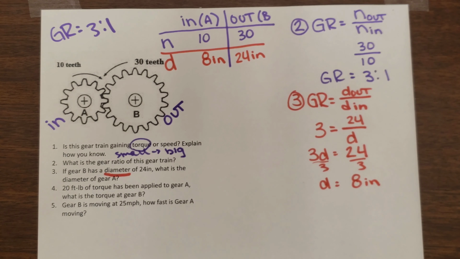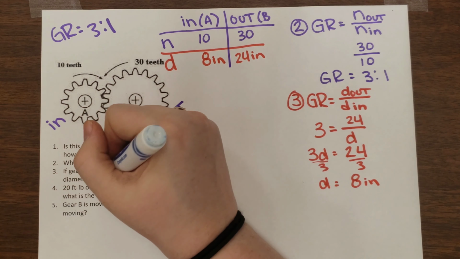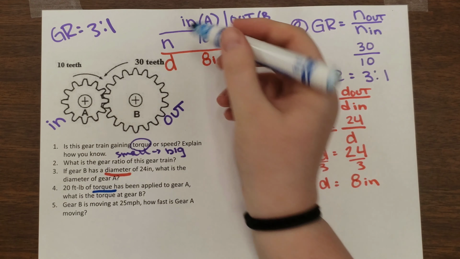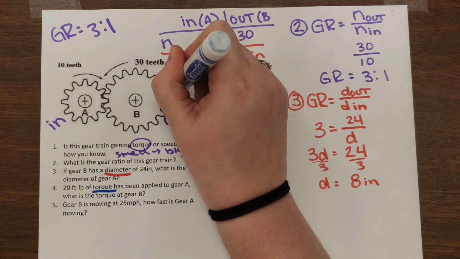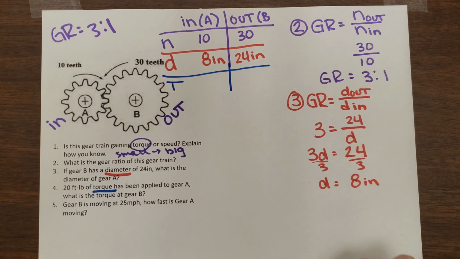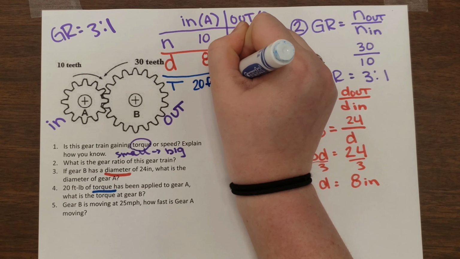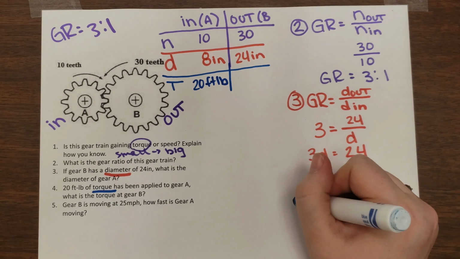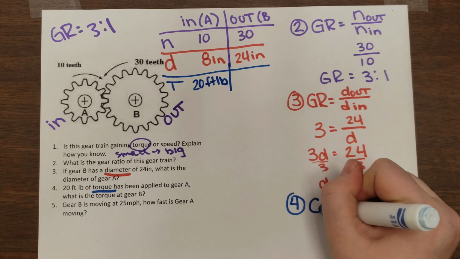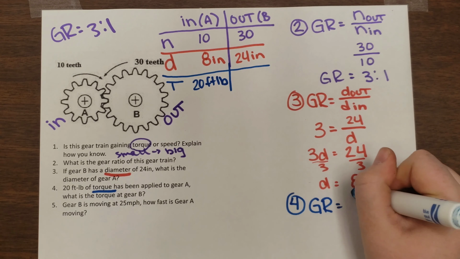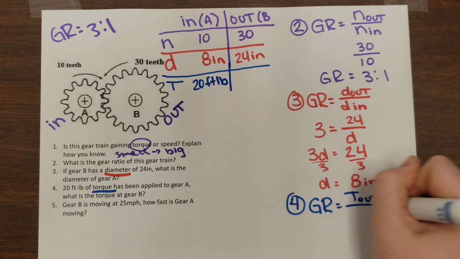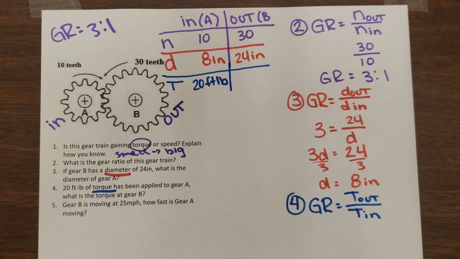Question number 4 says we have 20 foot-pounds of torque. So I'm going to come up here, I'm going to add torque. I know I have 20 foot-pounds of torque on gear A. Gear A is my input, so I'm going to put 20 foot-pounds of torque. And then I'm going to use my gear ratio formula. I know gear ratio is torque out divided by torque in.